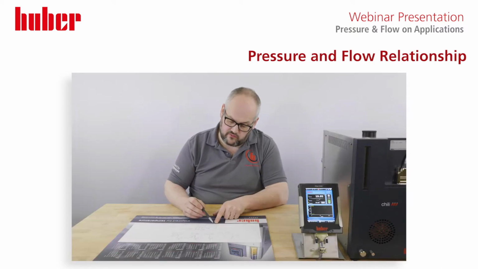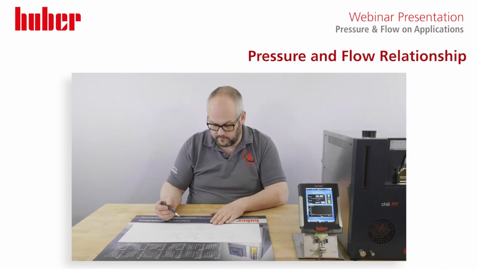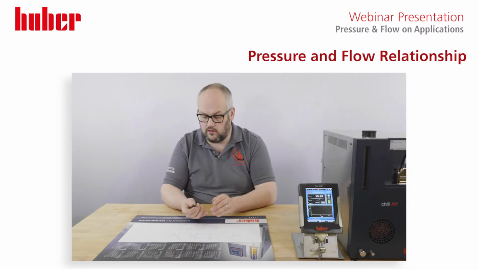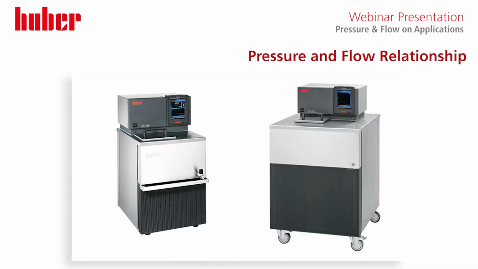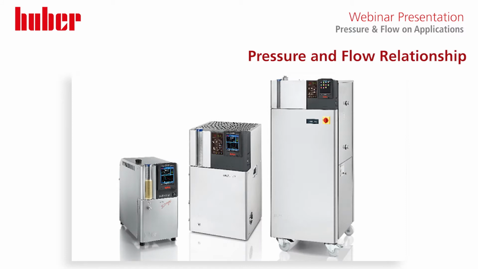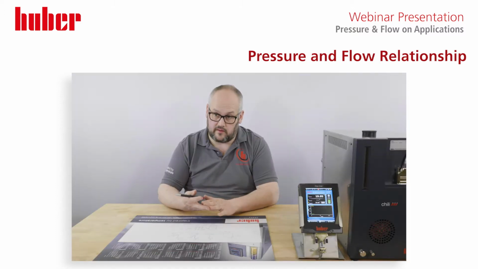So when we look at our different units that are available, at Huber we have our open bath systems like our Ministats, our CC 405 all the way up to our CC 902, and then we move to our Unistat family. They all have different ways of working. If we look at our open bath systems like our Ministat, they're open bath, so they're not a sealed system.